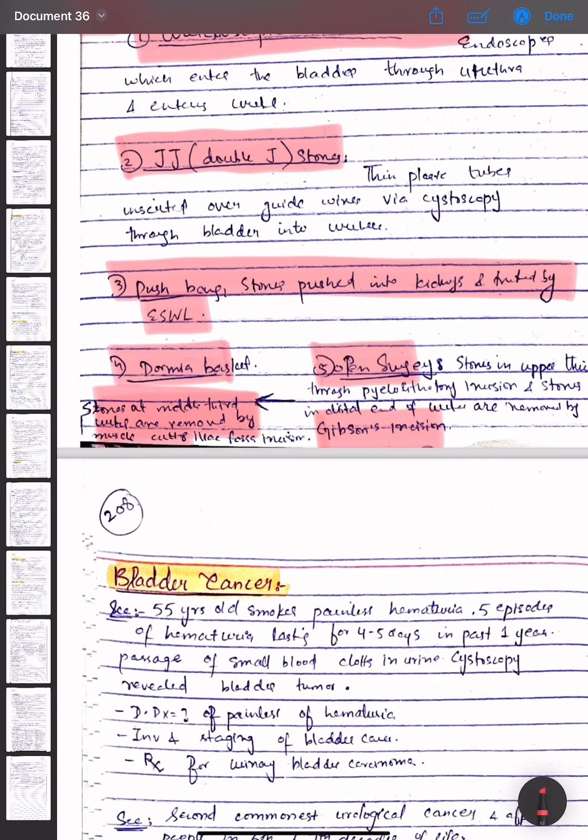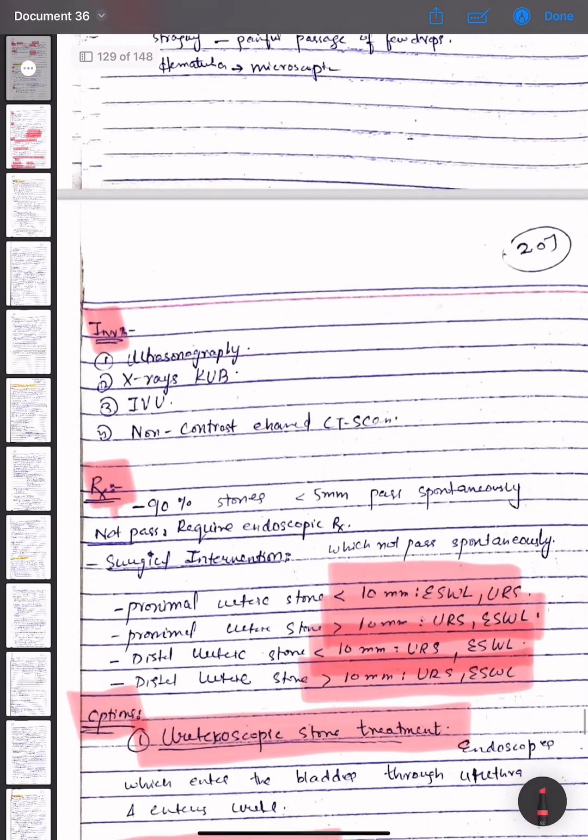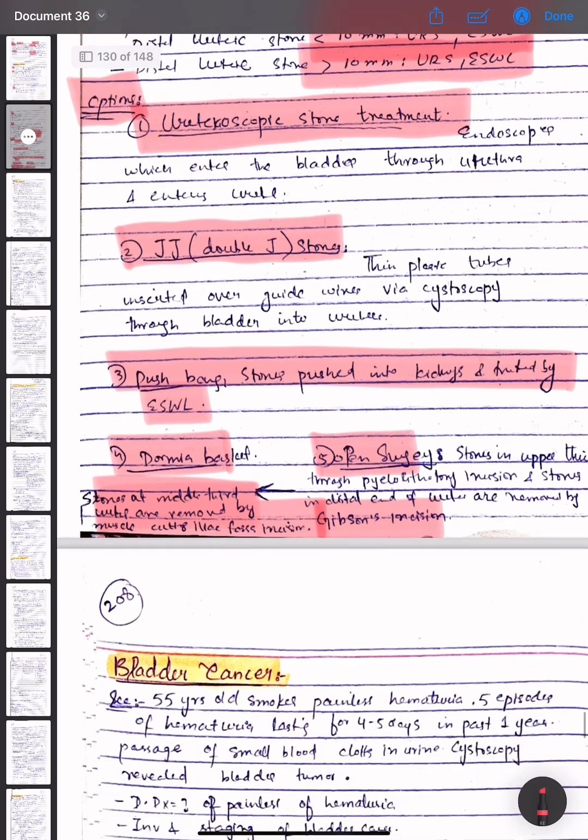Okay. So we have discussed the ureteric stone: the scenario, the clinical features, investigation, and the treatment options. That is ureteroscopic stone treatment, JJ stents, pushback treatment, Dormia basket, and open surgery.